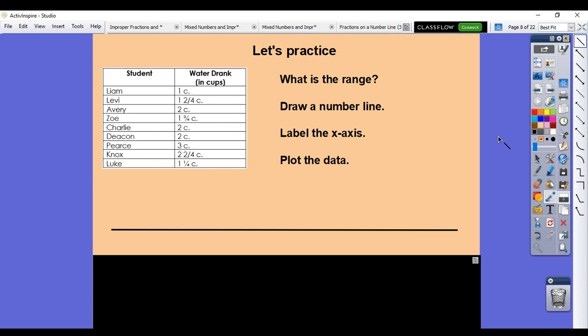Okay, let's practice making a line plot. The first thing I need to do is look at my data here. I need to look at this table and see, what am I actually looking at? Why did they record this data? What kind of data is this?